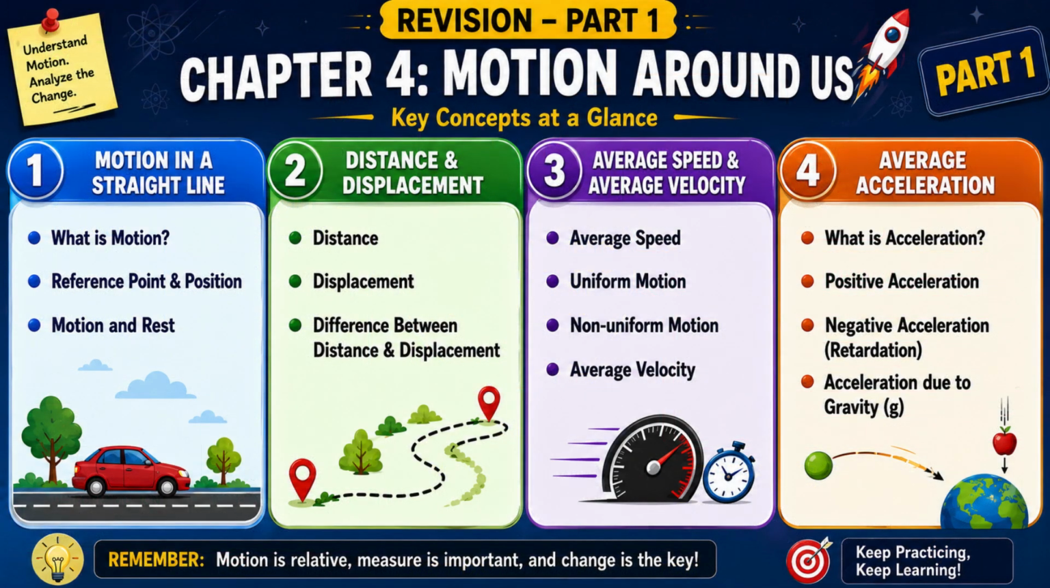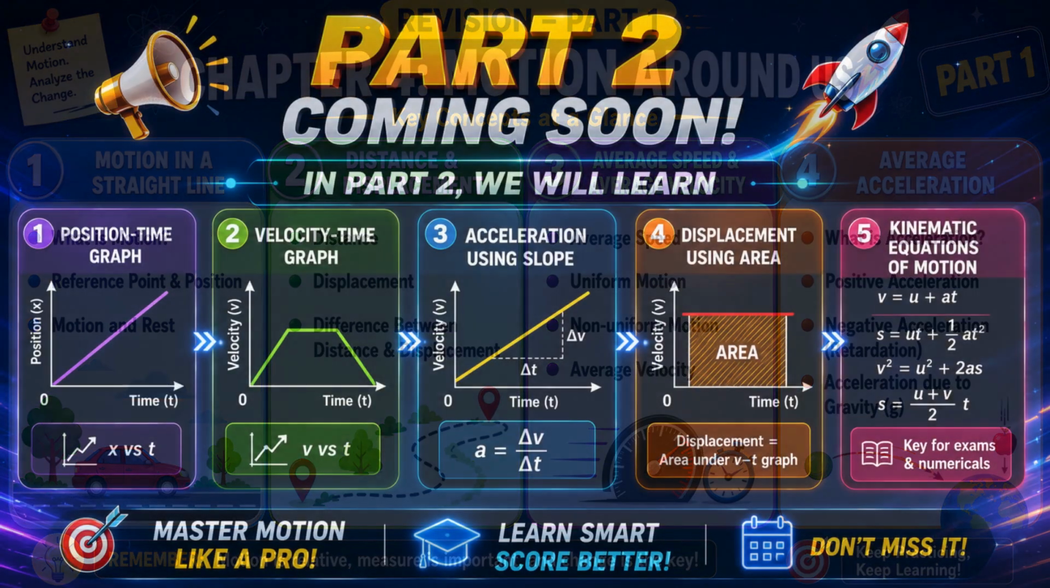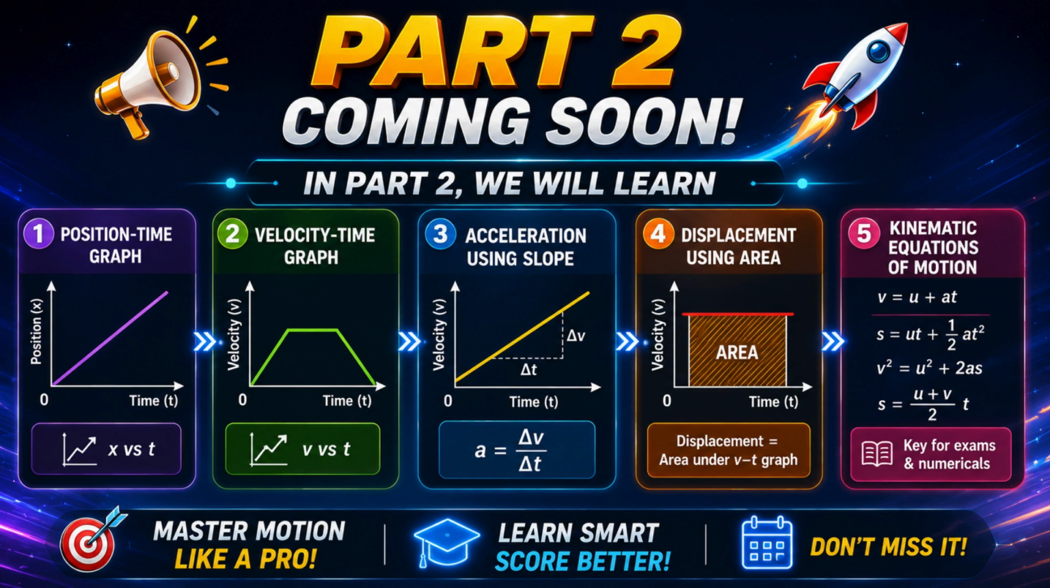But wait, the story of motion doesn't end here. In part 2, we'll learn how scientists use graphs to represent motion, understand position time graphs, velocity time graphs, learn how to calculate acceleration using slope, displacement using area under the graph, and finally master the kinematic equations of motion, which are extremely important for exams and numericals. So make sure you don't miss it.